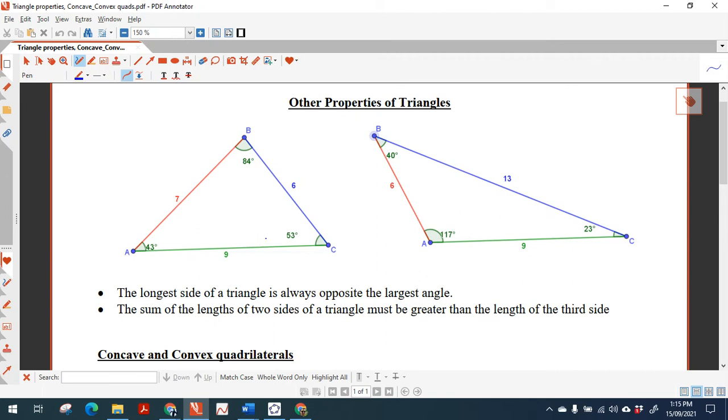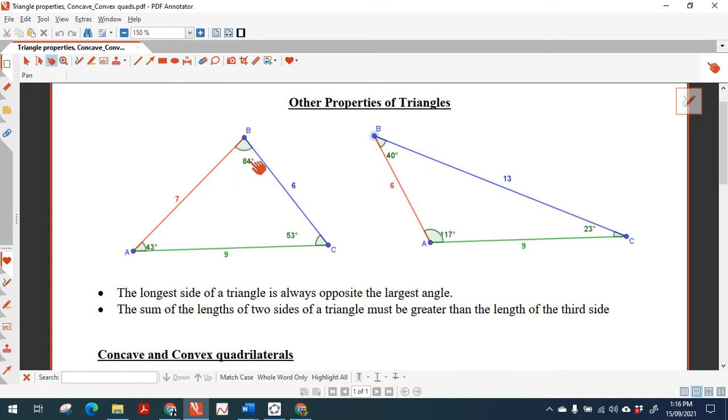Okay, we're going to look at some properties of triangles that you may not have seen before. First property is that the longest side of a triangle is always opposite the largest angle. So if you look at the first triangle here, which one is the longest side? What you can see here is 9 is the longest side, here the green side. And you can see that it's opposite the largest angle.